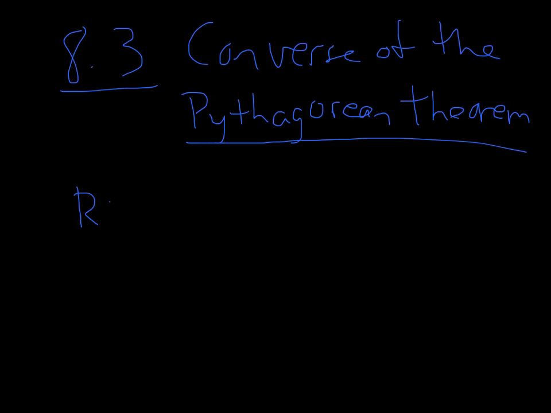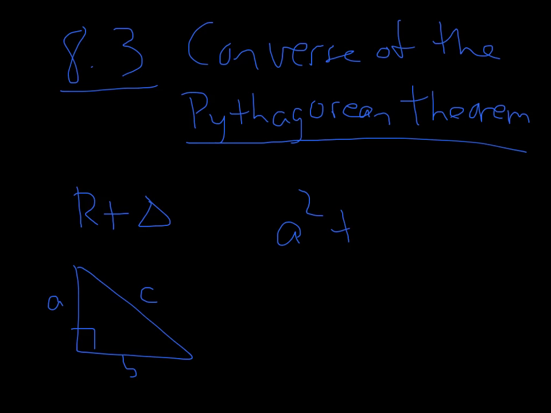It says, in a right triangle, if A and B are the two legs and C is the longest side, the hypotenuse, then A squared plus B squared must equal C squared.